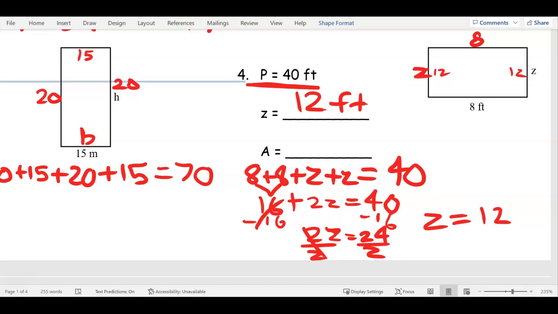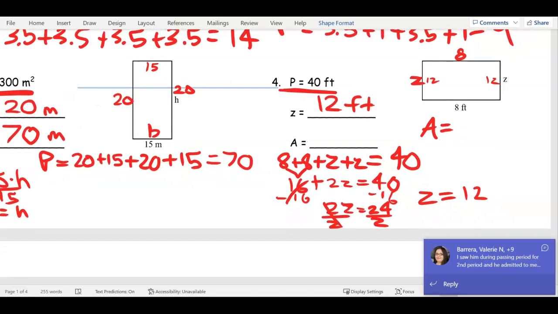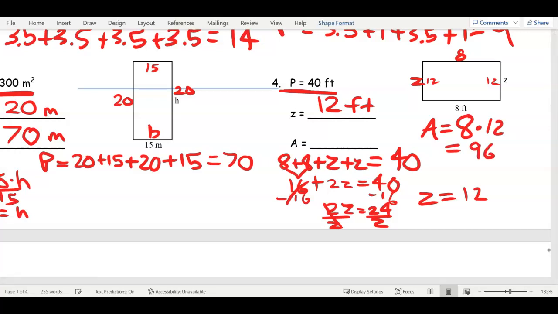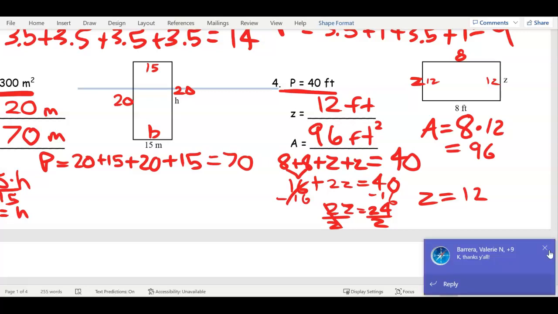But let's do talk about area. Area is base times height. So I'm going to multiply what? 8 times 12. And 8 times 12 is 96 what? Feet squared. Again, once you figure out z, once you have your base and your height, multiply them, and it's units squared, okay? So finishing this up, you can use your answer choices here.